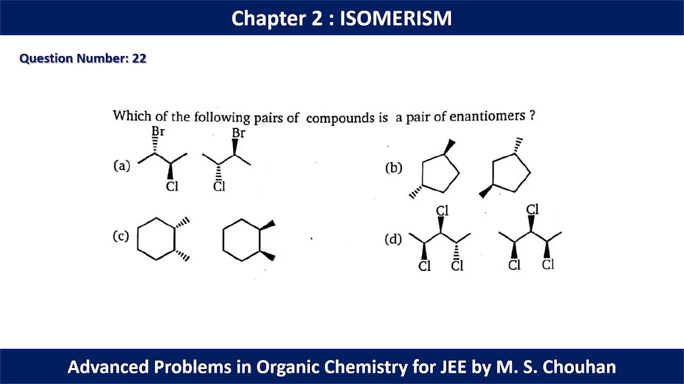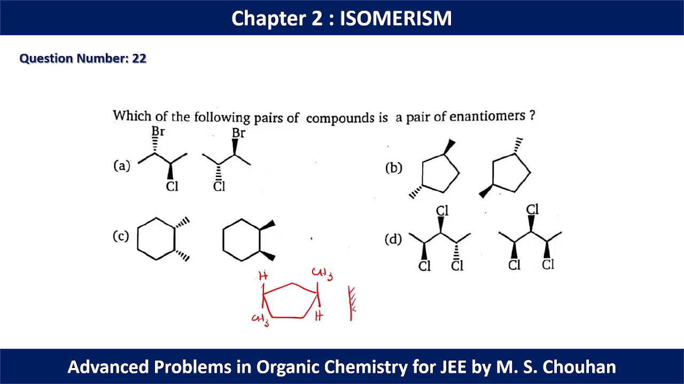In question number 22, which of the following pairs of compounds is a pair of enantiomers? So enantiomers are non-superimposable mirror images. If we closely look at option B, the first molecule will look like this. We have methyl above the plane, hydrogen below the plane, and in the second molecule we have hydrogen above the plane, methyl below the plane.